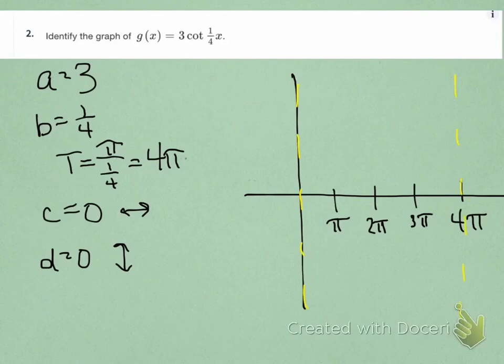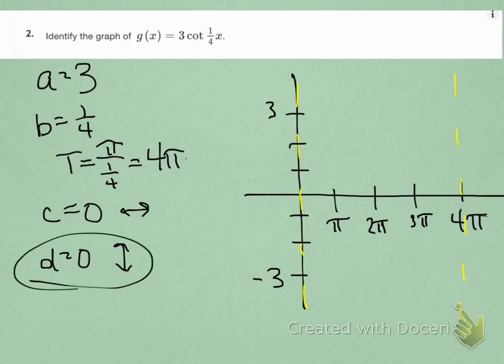Now I know that my A is 3. That means from my middle line, I'm going to go up 3 and down 3. And do you understand when I say middle line? This doesn't really have amplitude because amplitude is based off of a maximum and minimum. So we just kind of call it my center line. And how do I know where my center line is? This D value. Okay, that's where that center line is going to be. So starting at 0, I want to go up and down 3. Okay, I put in my key points.